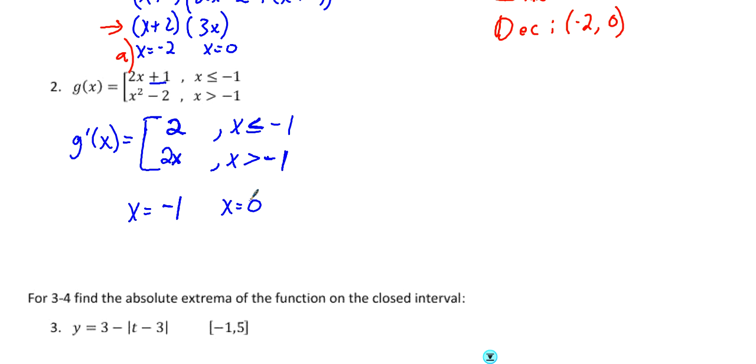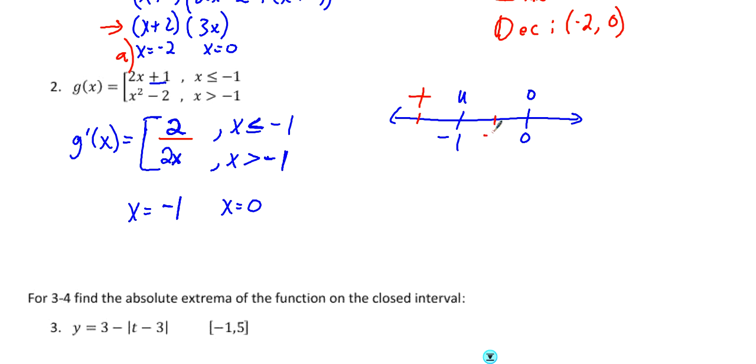That's part A. Part B is doing my number line. So I set up my number line. I'm going to put in negative 1, put in 0. Okay, negative 1 is where it's undefined. 0 is my 0. Okay, so then I plug in points to find my increasing and decreasing. So on this side of negative 1, this is where it's less than negative 1. My slope is right here, 2. So it's positive there.